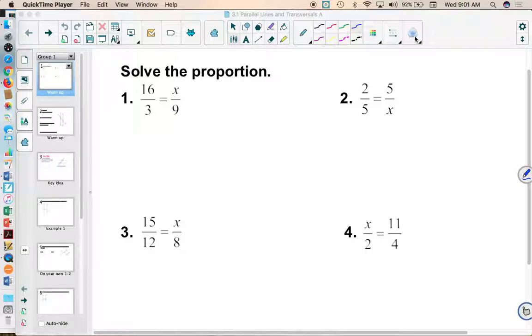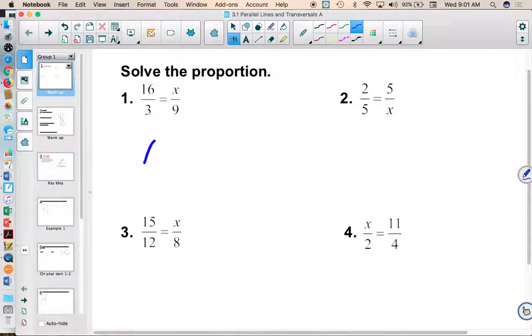You're solving the proportions. So on number 1, what is x? 48. What does x have to be? 48. Is she correct? Yes. What about number 2?